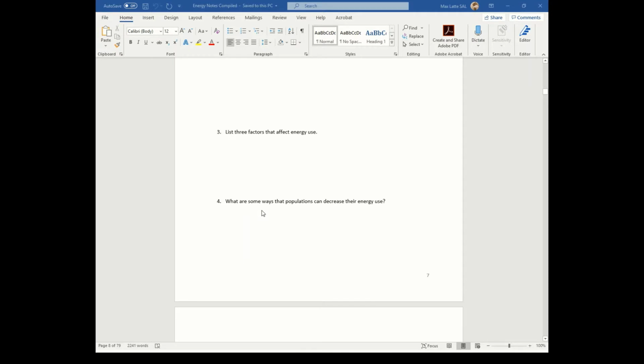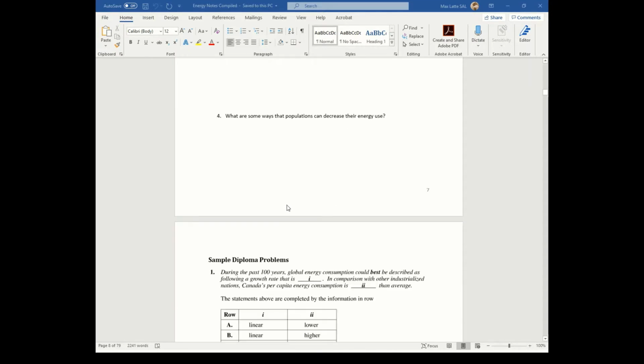What are some ways that populations can decrease their energy use? Decreasing their energy use would be using more energy efficient things like light bulbs and vehicles, and all of that would help decrease their energy use. That would be the number one way to do that. Okay.